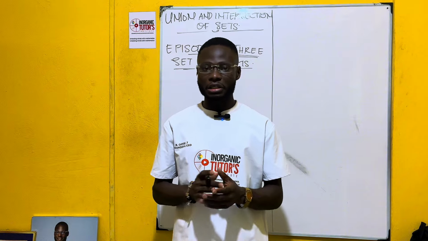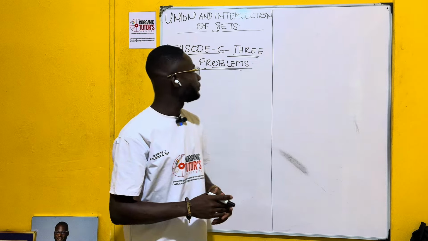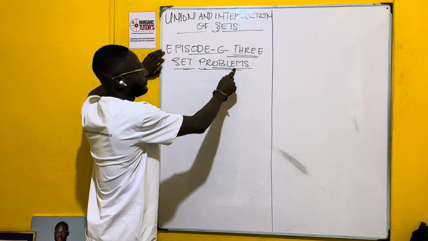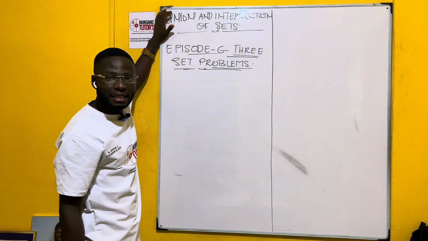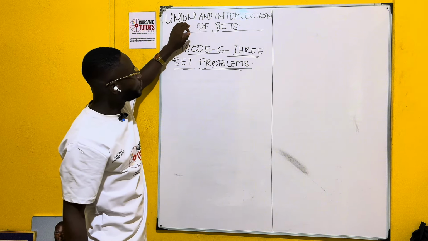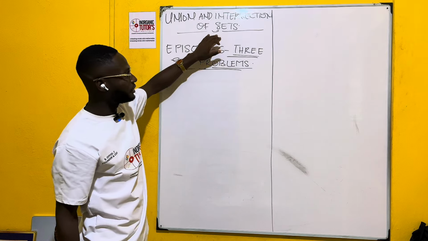In today's lecture, we are basically going to look at episode 6, where we look at 3 set problems. We are still under the big umbrella of union and intersection of sets.